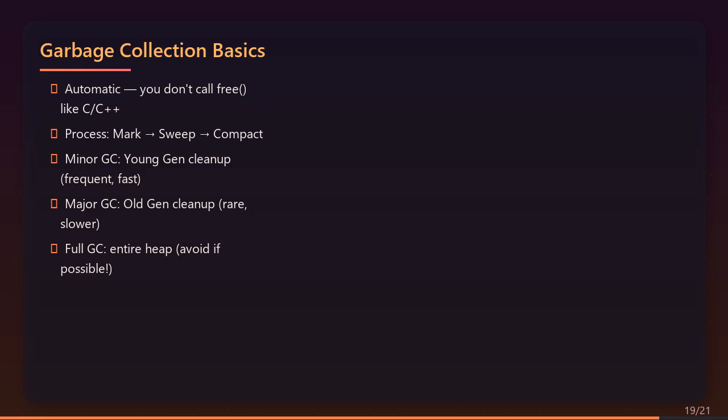There are different levels. Minor GC cleans the young generation. It's fast and frequent because most young objects are already dead. Major GC cleans the old generation. It's rarer but takes longer. And full GC cleans everything: the young gen, old gen, and sometimes even metaspace. Full GCs can cause noticeable pauses, so production systems try to minimize them.